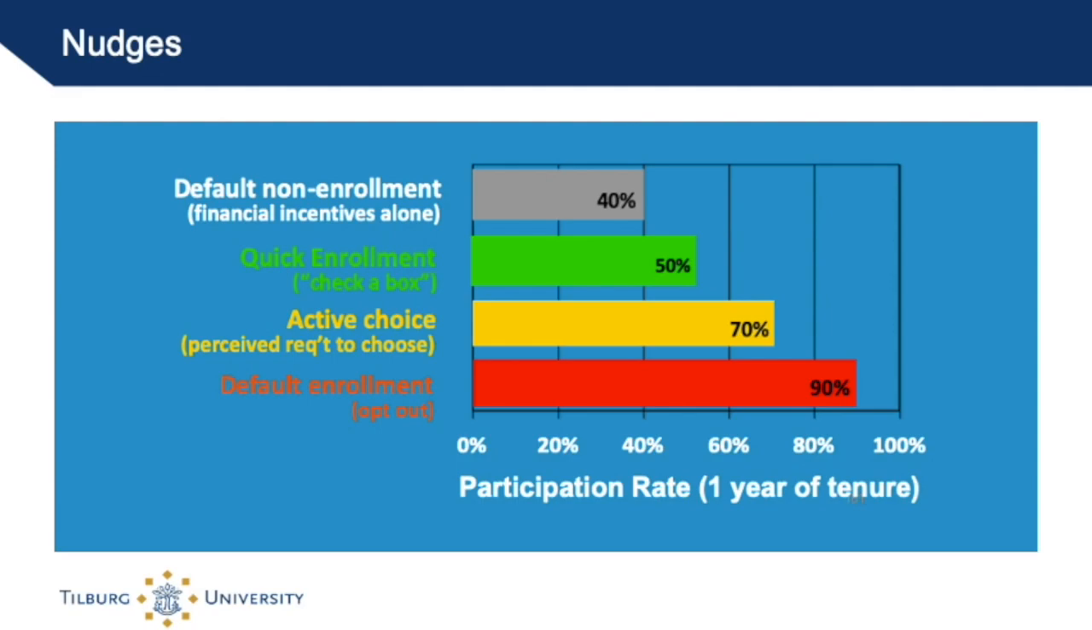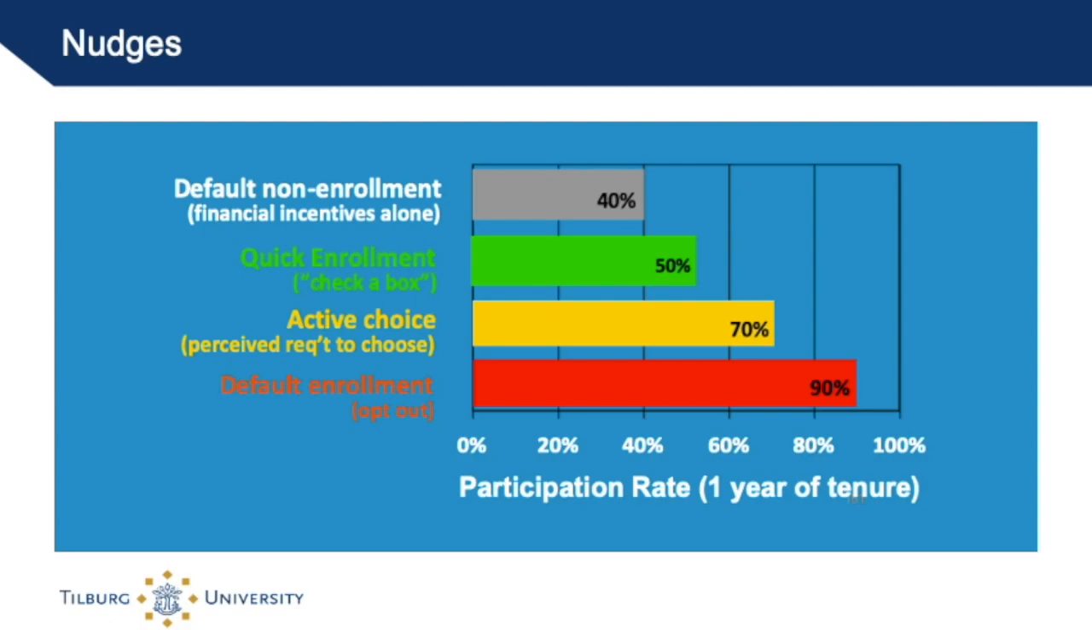Now, if we offer our employees a quick enrollment option in the 401k, where they can just tick a box and then everything else works itself out, instead of filling out a long form and submitting it, but they can just tick a box on their employment contract that says, yep, sign me up for 401k, then we can already see that the enrollment increases to 50%.